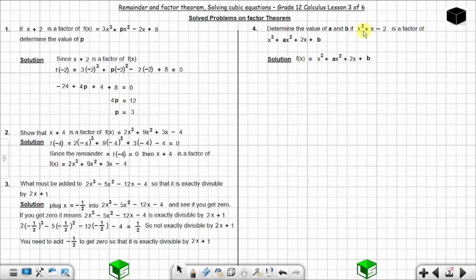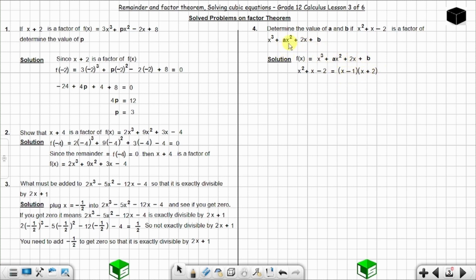You need to factorize x squared plus x minus 2 so that you know what you need to plug in. When you factorize this, for x squared you are going to have x times x. For negative 2, you are going to have 1 and 2, so you have a negative there and a plus there. You have to factorize this so that you can see what you are going to need to plug into f of x. So you are going to plug 1 and negative 2 into there.